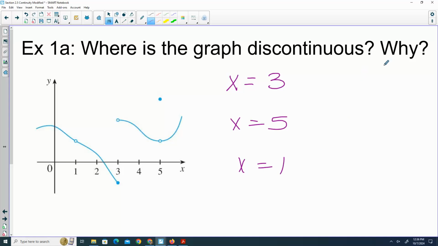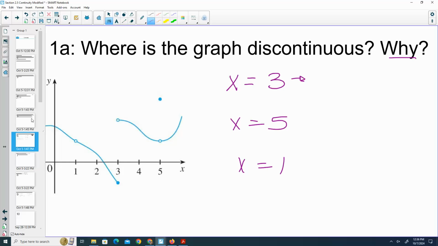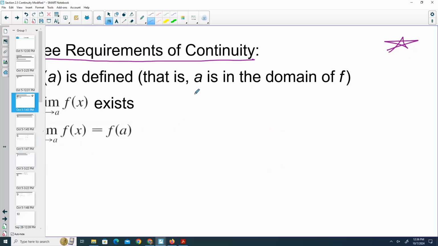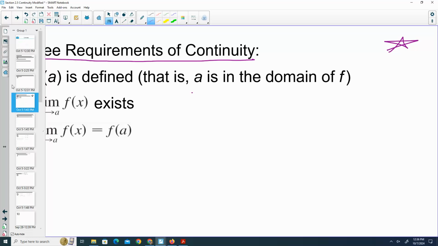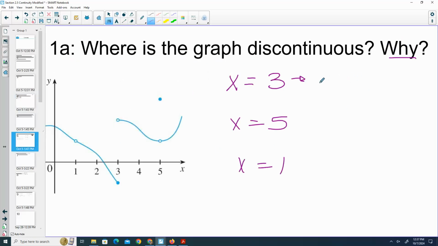When I ask for the why, I don't want the algebra explanation of you picking up your pencil. I want you to use the rules of continuity. So three things have to happen: the function has to exist, the limit has to exist, and they have to be equal. So when I'm asking why, I want to know which rule it broke.